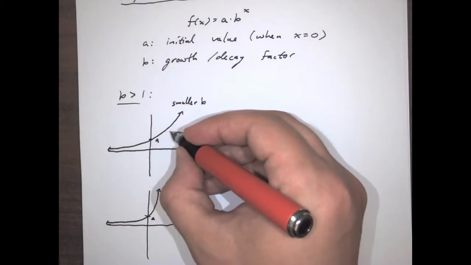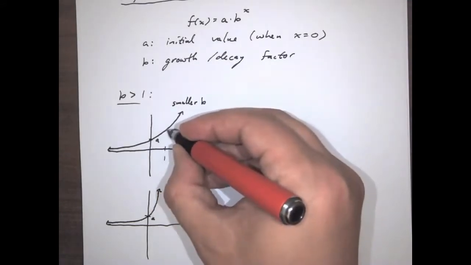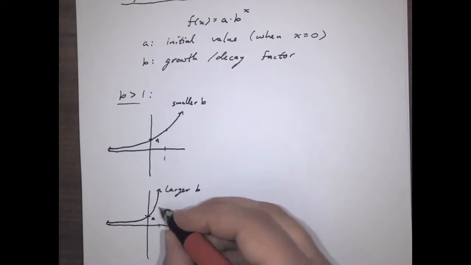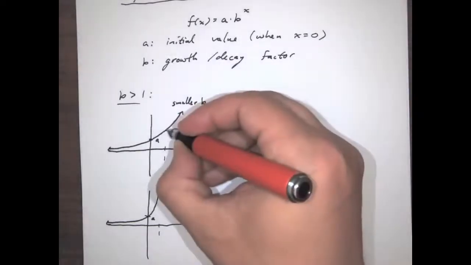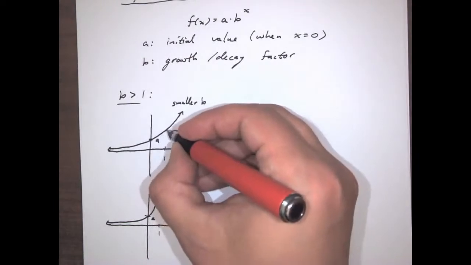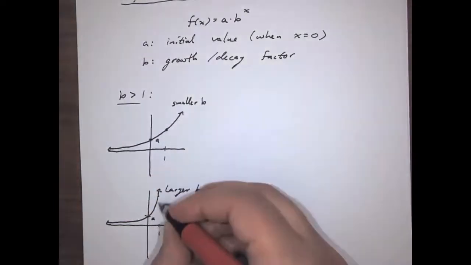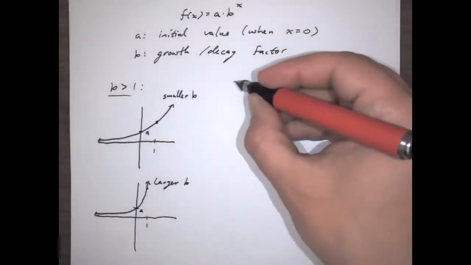In particular, if we go with just one unit in time, then what we end up with is multiplying A by B one time. So this would be A times B, the height of that. Similarly, this one would be A times B for that one.